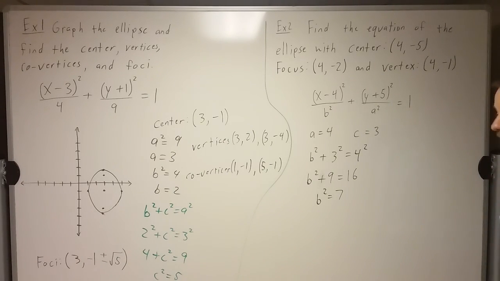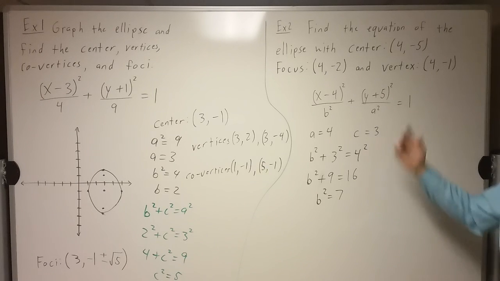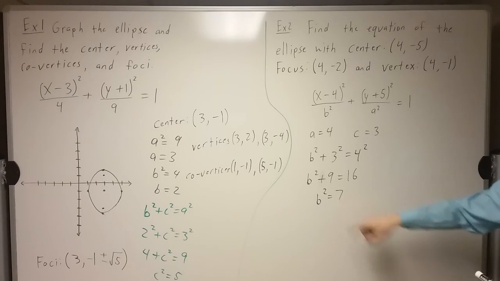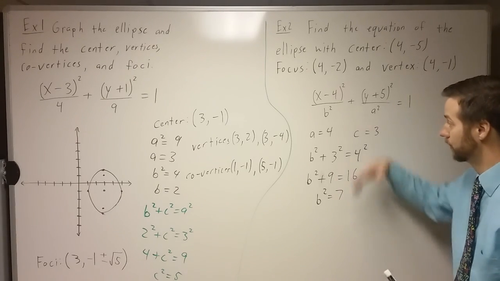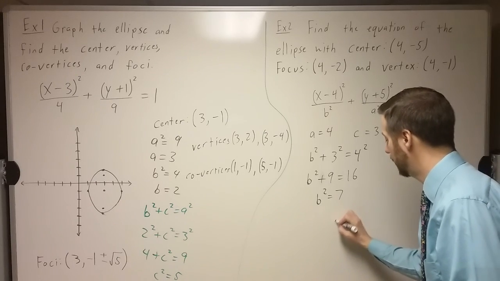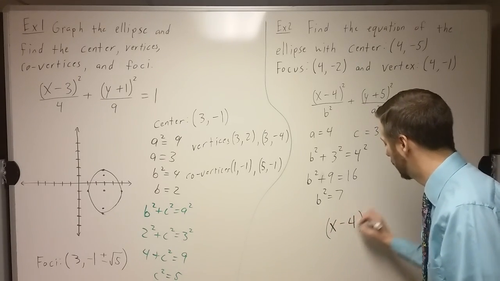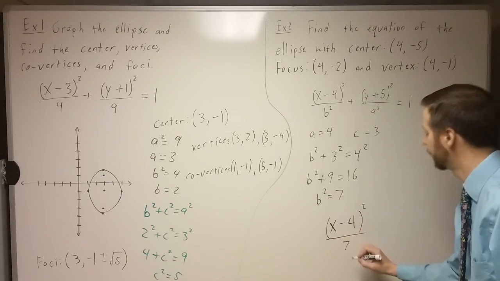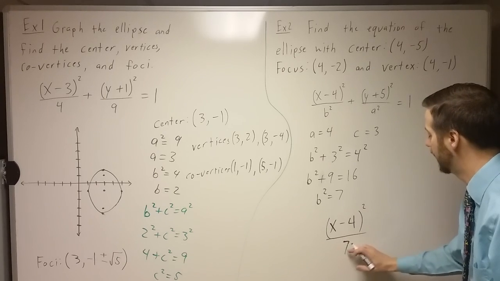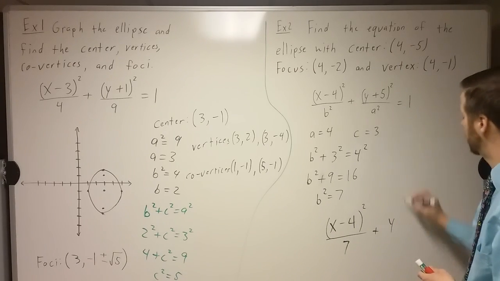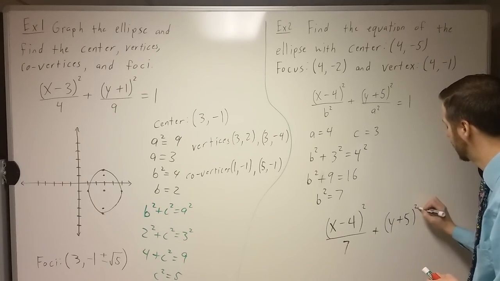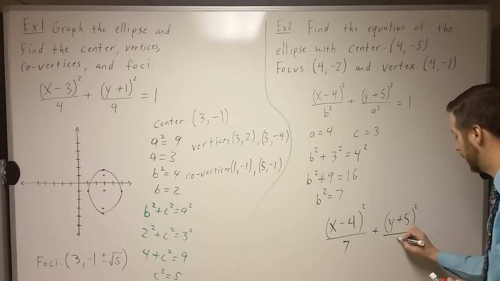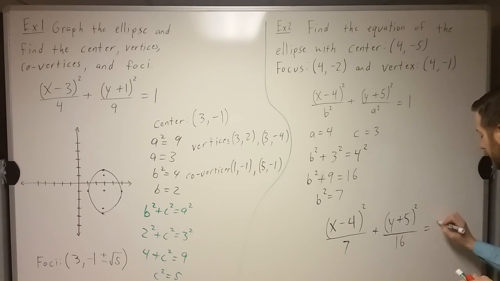Now you might be tempted to solve for b and take the square root, but if you think about what we need for this question, what we need to fill in is b squared, right? So b squared is 7. Because if we took the square root, we'd just take the square root and then square it again to put it in there. And so our final equation, we're going to have x minus 4, the quantity squared. B squared goes under there. We just found out that's 7. So that's good for that part. And then plus y plus 5, the quantity squared, over a squared. A is 4, so a squared therefore is 16, equals 1.